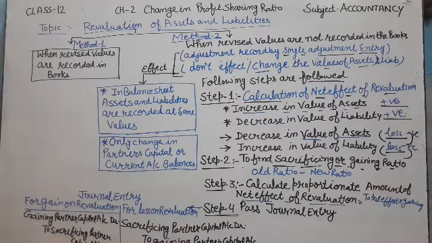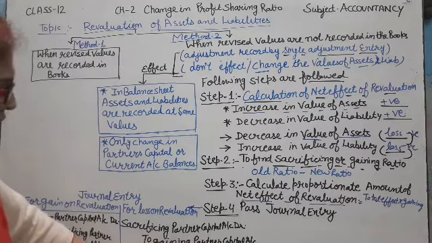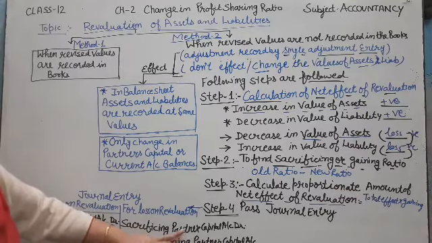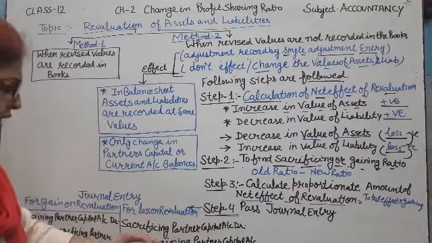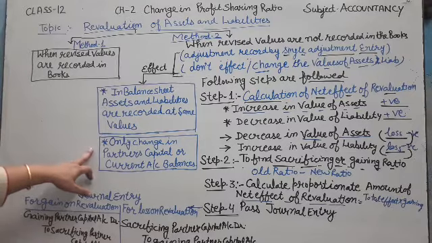By this journal entry you observe only the gaining partner capital account is debited, that means the gaining partner's capital balance is decreased, and the sacrificing partner capital account is increased. And in this journal entry, the sacrificing partner capital account is decreased and the gaining partner capital account is increased. That is shown only as a change in partners' capital or current account balances.